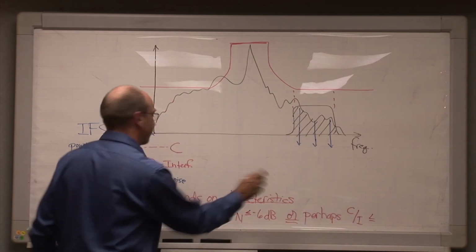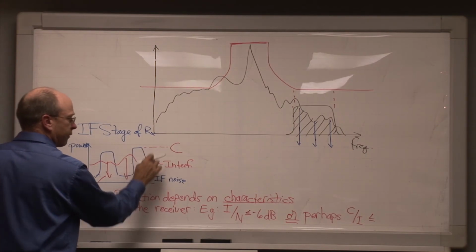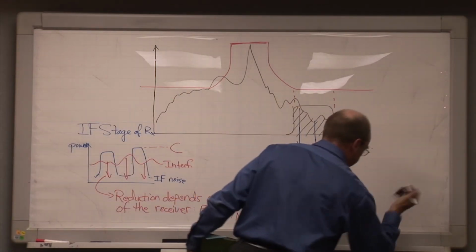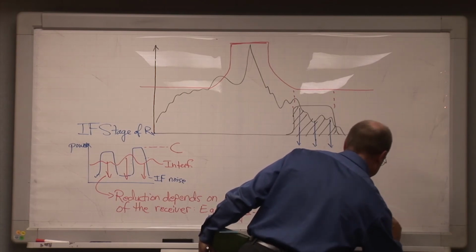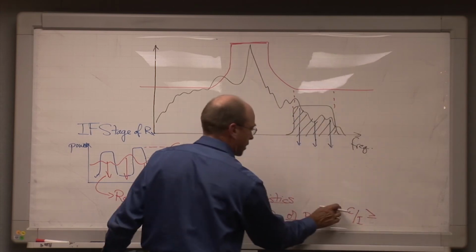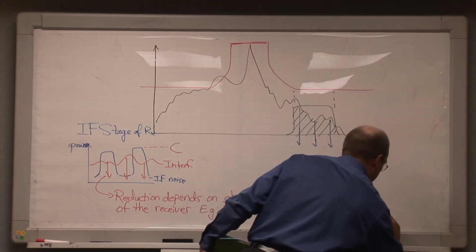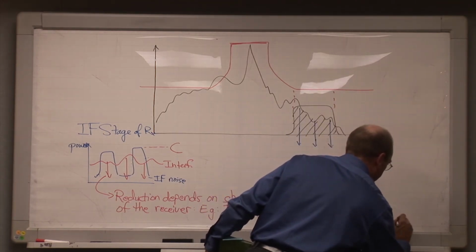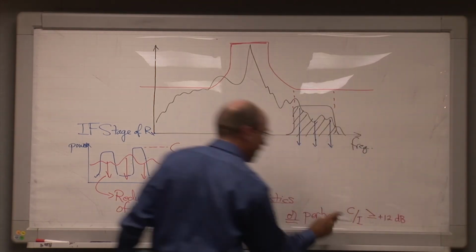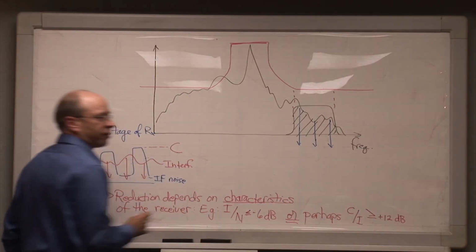A carrier to interference level, I misspoke. Carrier to interference, that might be less than or equal to, or actually I drew this backward, it has to be greater than or equal to. Carrier is the desired. Carrier to interference ratio greater than or equal to, I'll make up a number, say plus 12 dB. In other words, we need the carrier level of the desired signal to be at least 12 dB or more above the level of the interference.